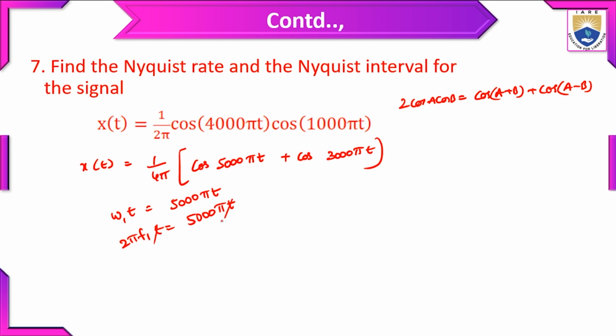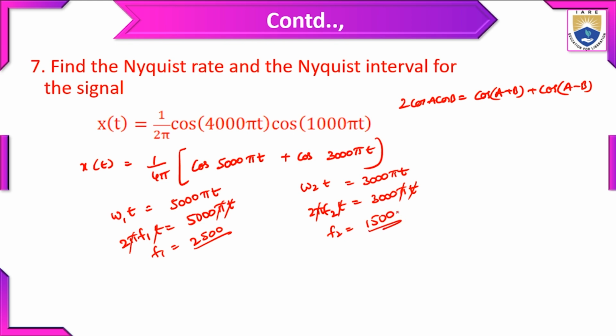Though this t cancel, this pi cancel. So f1 is equal to 2500. This is one. Similarly, the second one, omega 2 of t is equal to 3000 pi t. And what is f2? 2 pi f2 t is equal to 3000 pi t. So again t t cancel and this pi term cancels. So f2 is equal to 1500.